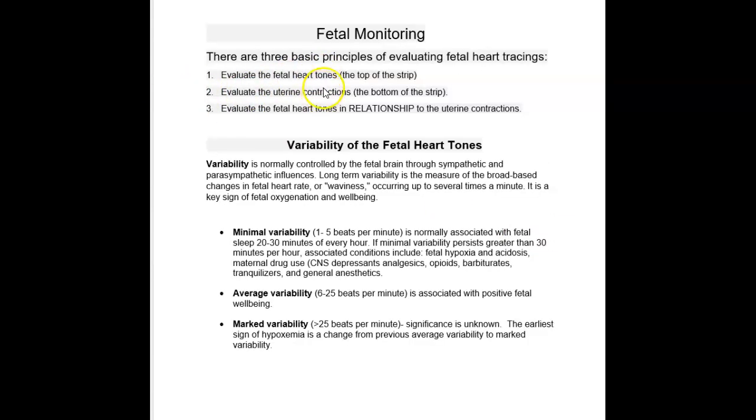So we're going to evaluate the fetal heart tones. They should be 110 to 160. 120 to 160 is the norm, but if they've always been around 110 to 120, that's okay. We want to look at the uterine contractions at the bottom of the strip, and then we want to see, what is the relationship of the uterine contractions to the heart rate? Do the contractions make the heart rate change? And that's really important. So you guys, variability.